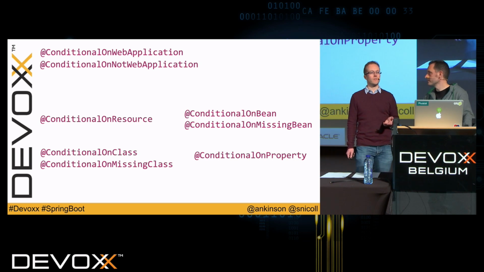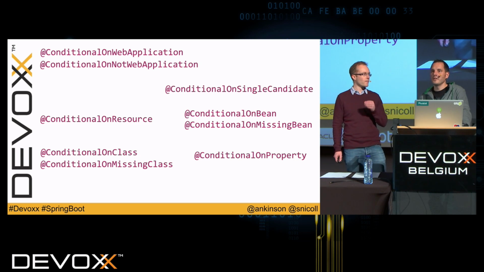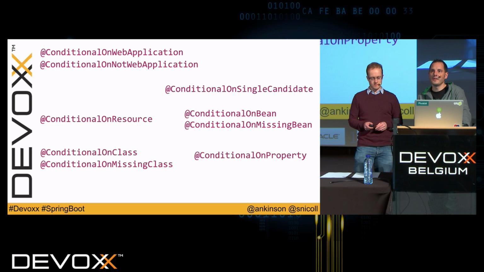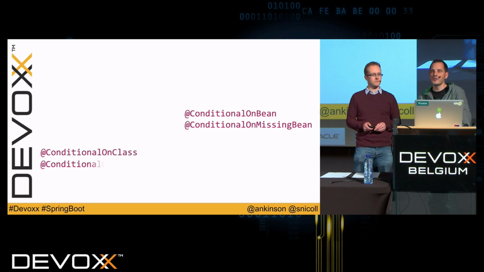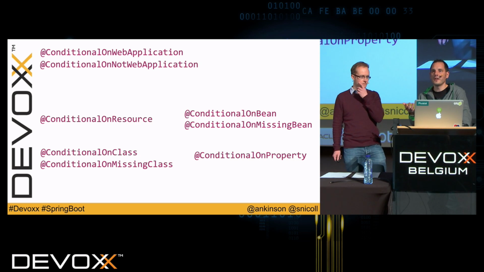Conditional on resource lets you switch stuff on and off depending on whether a particular resource is available on the class path. For instance, we use that in the caching infrastructure a lot. Most caching libraries have a bootstrap file, and if it is present, they're going to pick that up for you. For instance, with ehcache, if you put an ehcache.xml at the root of the class path, you still need to configure everything yourself. But if you don't provide a path to a configuration file, it's going to take that by default. So the ehcache cache configuration checks if there is an ehcache.xml at the root of the class path, and if so, configures it for you.